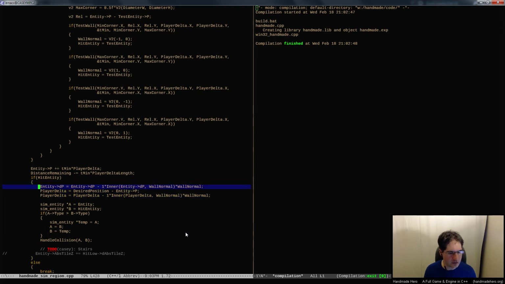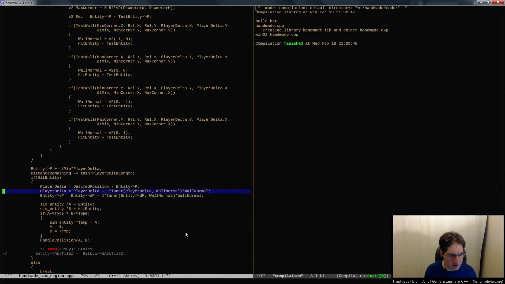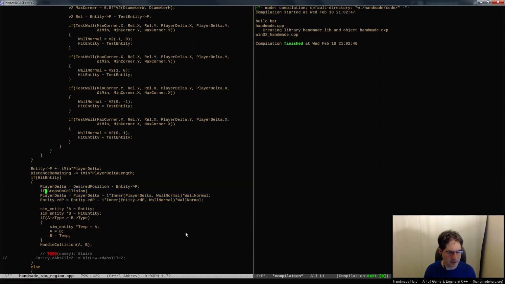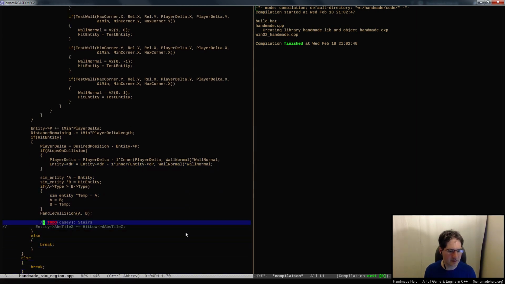So we don't want to change its velocity like so, right? Because this is the velocity change. And we don't want to clip its movement. So it looks like player delta is not being used in here. So I think I can just do this. If it stops on collision, we do that. Otherwise, we keep going like so.